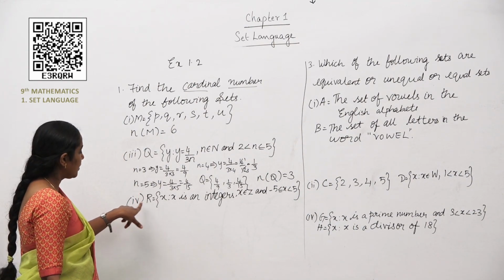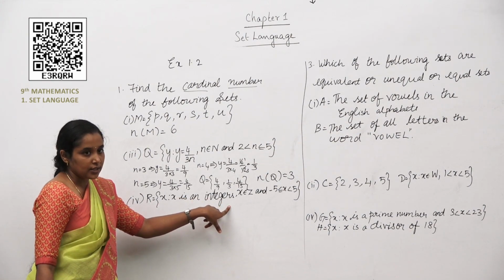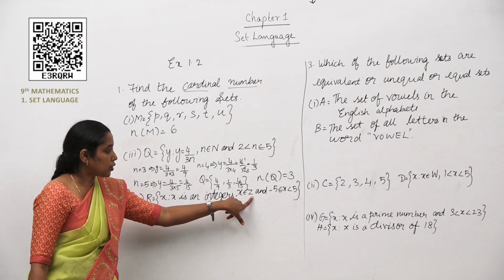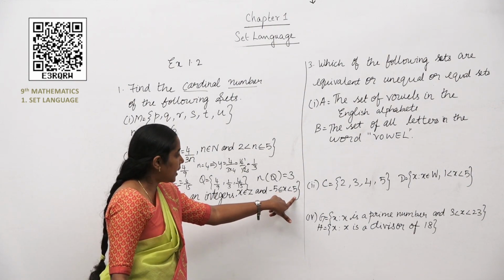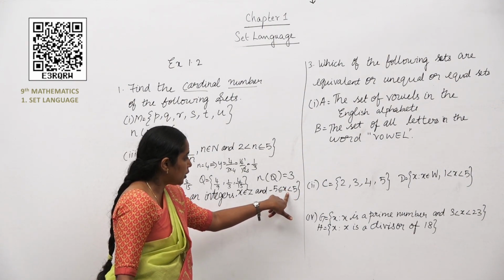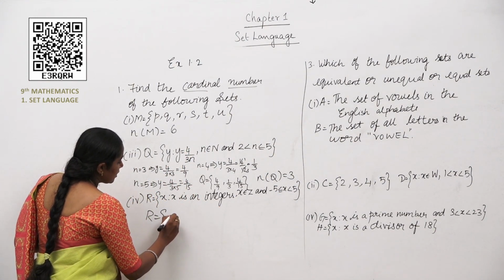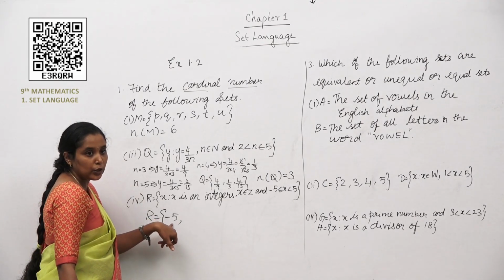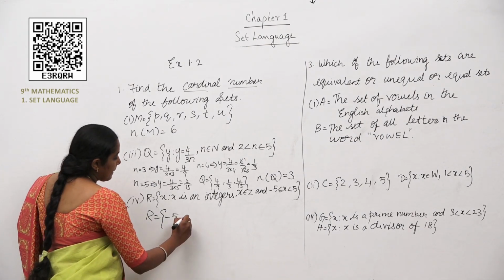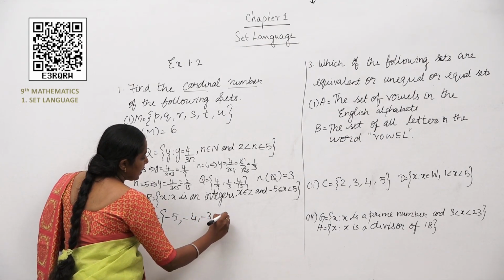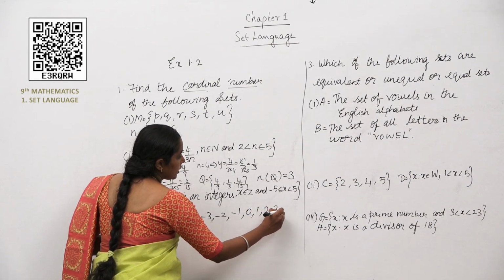Next, fourth subdivision, R is equal to x such that x is an integer. Integers means x belongs to Z, and minus 5 less than or equal to x less than 5. So how will you write R? R is equal to minus 5. You have to include minus 5 because less than or equal to is given. So minus 5, minus 4, minus 3, minus 2, minus 1, 0, 1, 2, 3, 4.